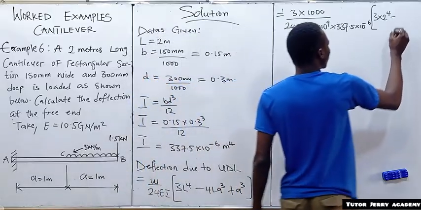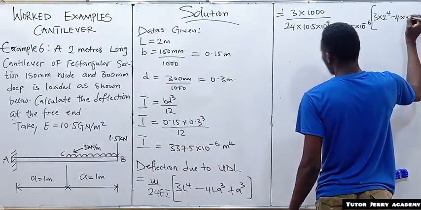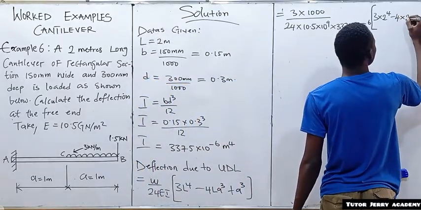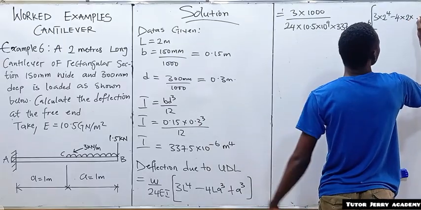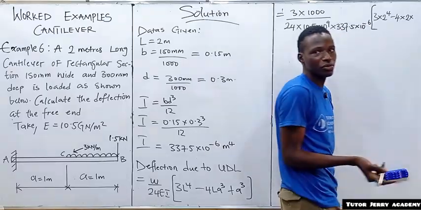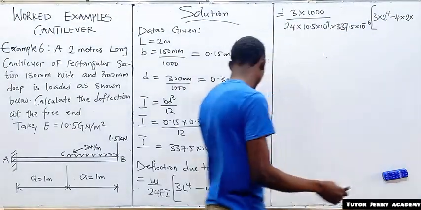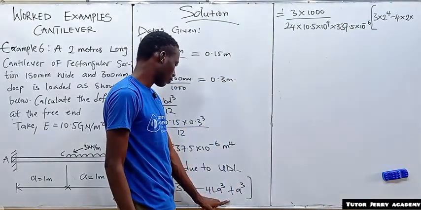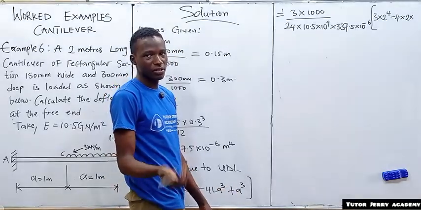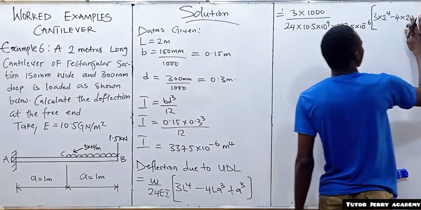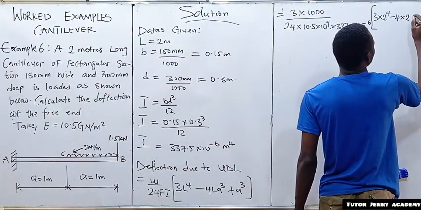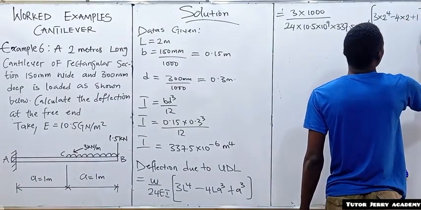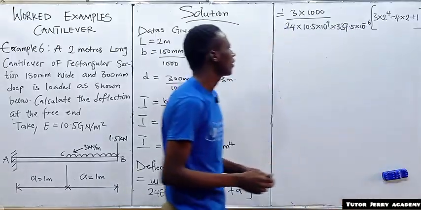So this is 4 multiplied by L, which is 2, multiplied by A, which is 1. 1 to the power of 3, of course, is 1. We don't need to put that there. So plus A cube, which is still 1. So this is just plus 1. All right, so this is what we have, right?